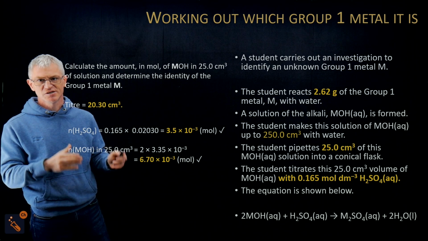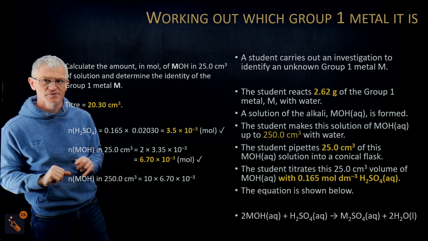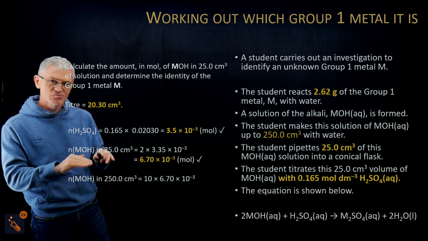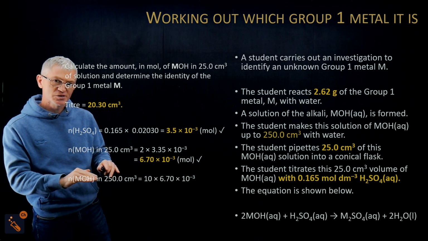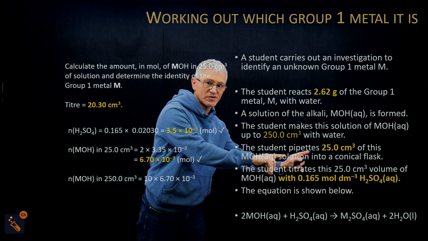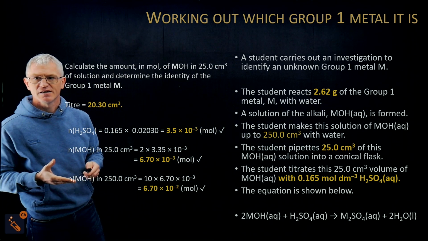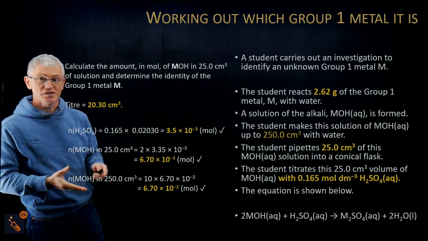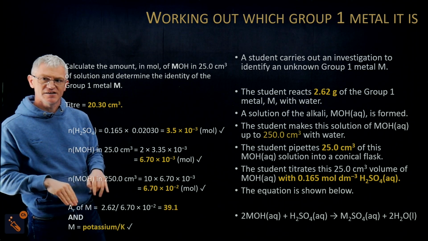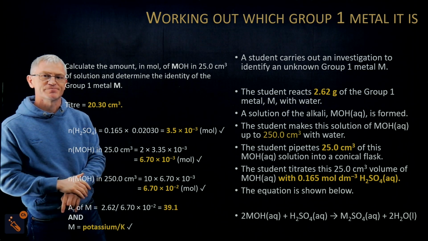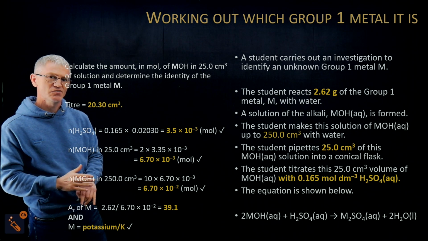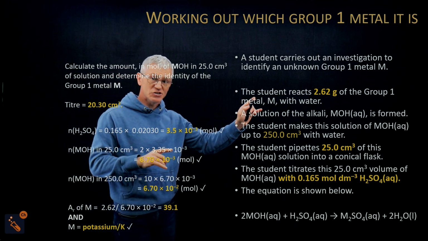It gets a bit tricky as we go on here, so make sure you're paying attention. So next thing, we apply the dilution factor, because in the question we take 25 out of 250, so we need to times it by 10. That gives us our number of moles of MOH in the 250. And last thing, and this is really confusing, okay? Really confusing, right?